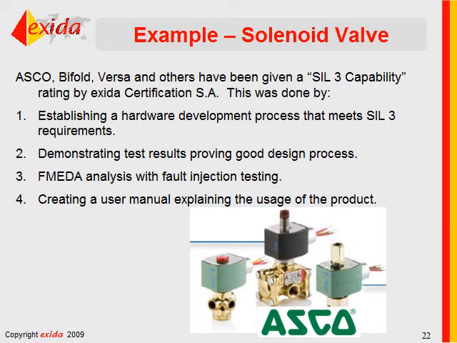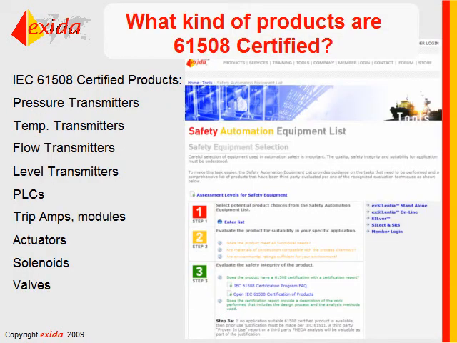What about mechanical devices? Well, 61511 requires that you justify all of these devices as well. There's no exclusion for solenoid valves and mechanical devices. Companies like ASCO, Bifold, Versa, and others have been given a SIL 3 capability rating by Exeter Certification, and they had to establish their hardware development process, demonstrate a good design process. They had to do FMEDA analysis, fault injection testing, and create user manuals. So I guess the point is, this isn't easy. In spite of that, an awful lot of products are now being certified.